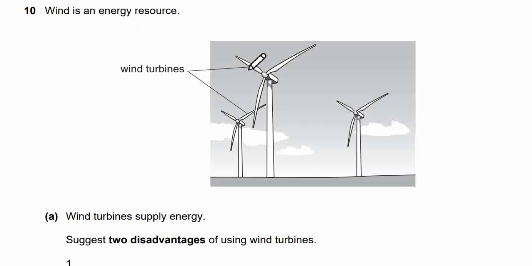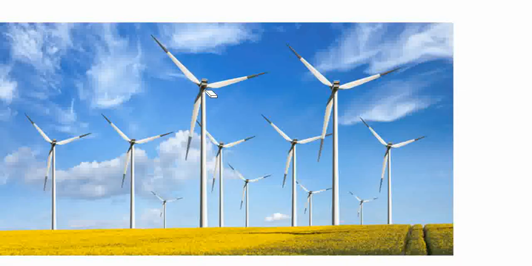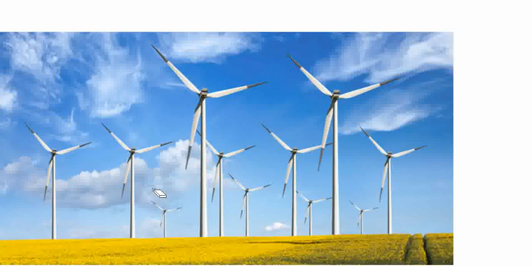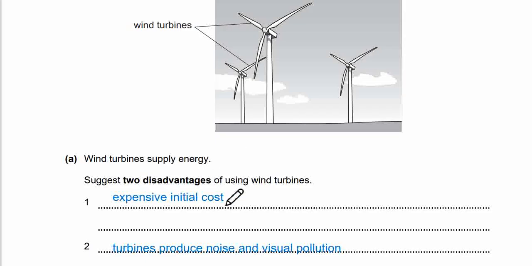Question 10. Wind is an energy resource. We have wind turbines here. Wind turbines supply energy. Suggest two disadvantages of using wind turbines. So we have two slots to fill. Also pictures of a wind farm. The disadvantages will be we have to install a lot of wind turbines in a field, so a lot of money is involved, so expensive initial cost. Also these turbines create noise, because a lot of turbines turning at the same time create a lot of noise. So we type down our answer: expensive initial cost, and turbines produce noise and visual pollution.